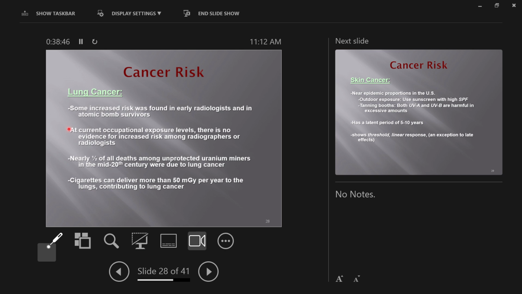At current occupational exposure levels, there is no evidence for increased risk among radiographers or radiologists. And that's important, right? It gives you historical context that early on, some people working around high levels of radiation showed increased risk. Radiologists and atomic bomb survivors, I know they weren't working around it, but the atomic bomb survivors were exposed. But at current levels, because we use time, distance, and shielding, we have engineering controls, our buildings are built correctly, and we have good protocols in place, our risks of developing certain cancers, in this case lung cancer, are about the same as the average person.